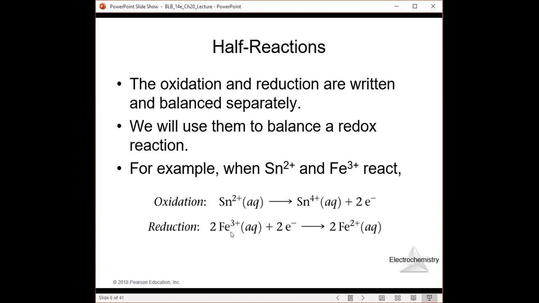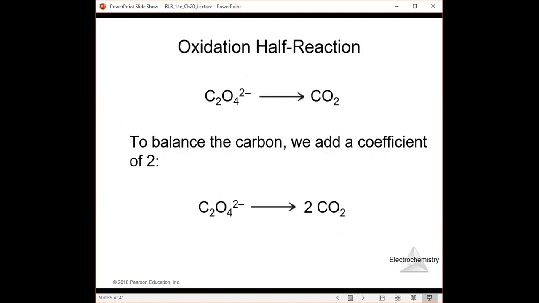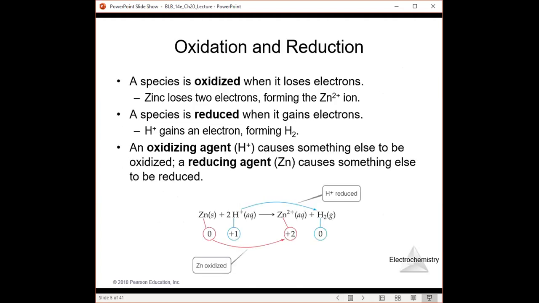Now, for the reduction, they got 2 Fe3+ plus 2e- give you 2 Fe2+. And you guys are going like, what has happened there? Oops, I'm going too fast, hold on. Okay.